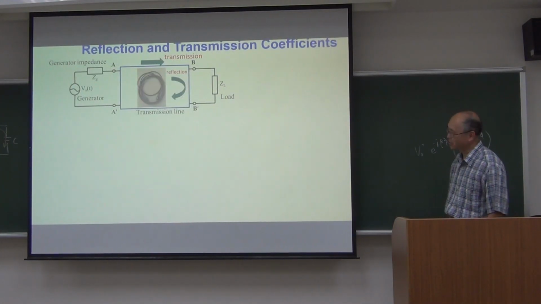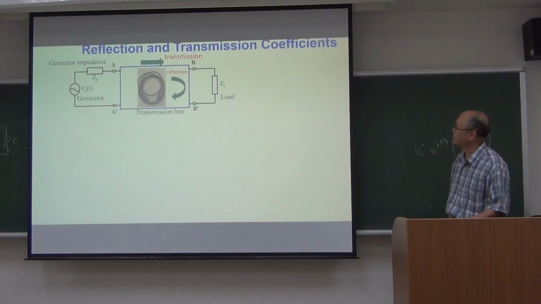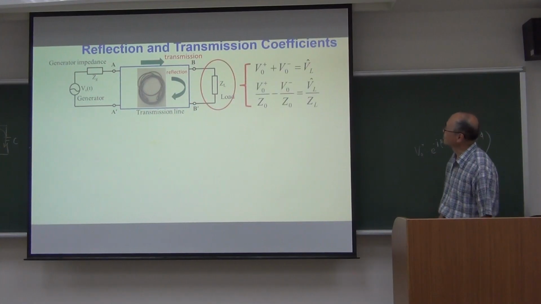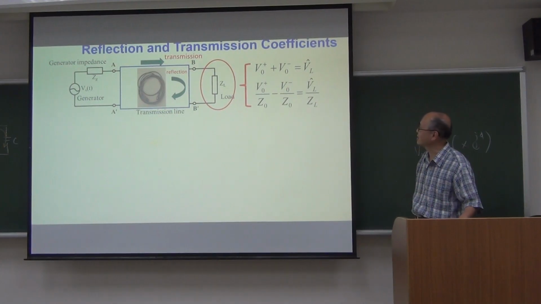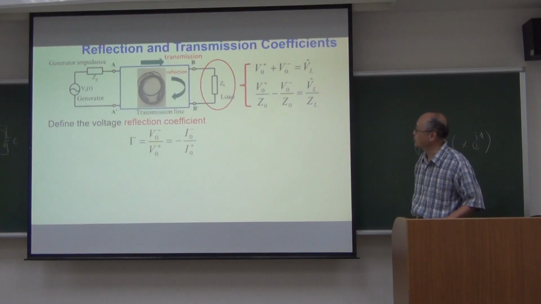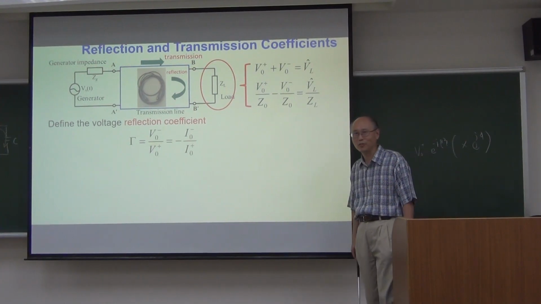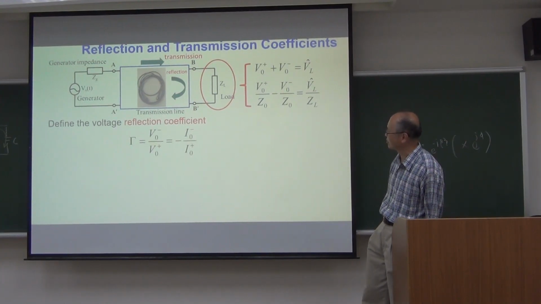All right, so let's do the algebra, and that is something you really understand, right? So we have two equations, and then we express the voltage reflection coefficient. We can calculate the current reflection coefficient or the voltage reflection coefficient.